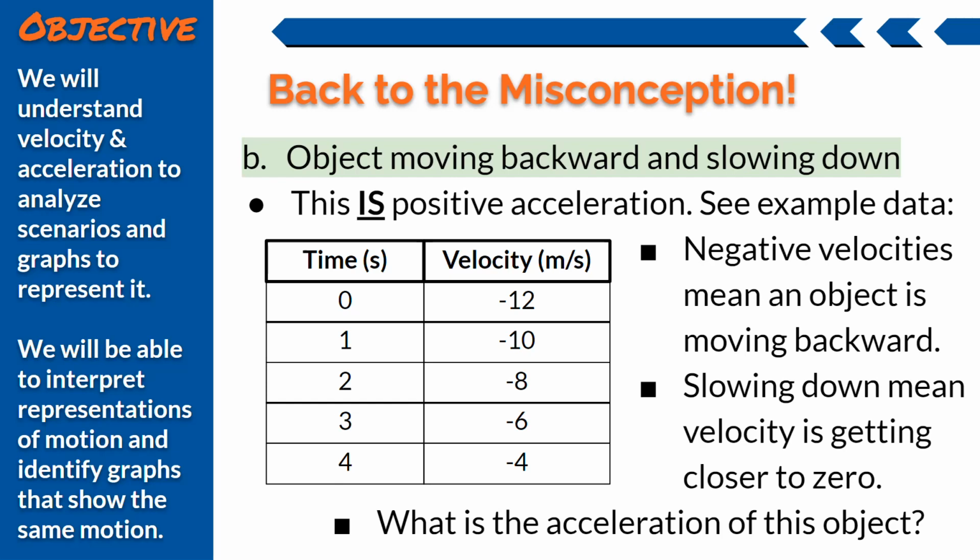Again, this is that example from earlier, or a similar one if you need to copy it down. This object is moving backward and slowing down. It has positive acceleration. Specifically, its acceleration is positive 2 meters per second every second. Negative velocities mean an object is moving backwards. Slowing down means velocity is getting closer to 0. I already answered the last question. The acceleration of this object, positive 2 meters per second per second.